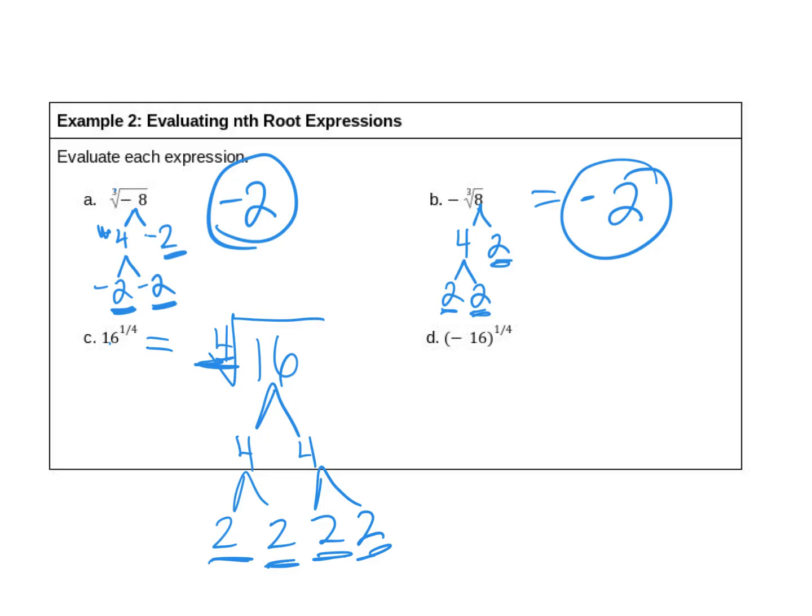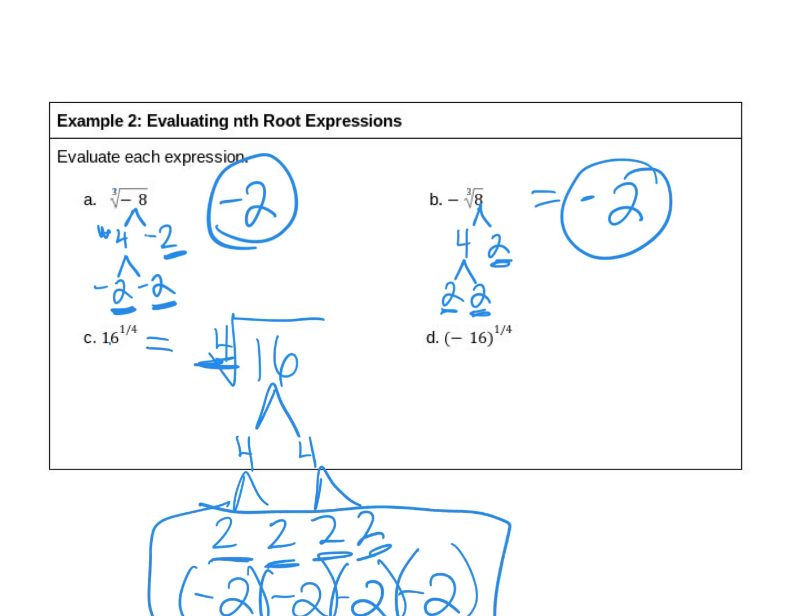So one way to multiply the same small number together and get 16 is with 2's. The other way is if you have -2's. -2 times -2 is 4. 4 times -2 is -8. -8 times -2 is positive 16. So we have either or.